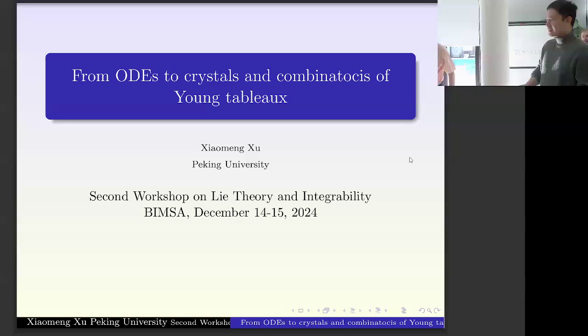It's my great pleasure to come here again. This is the second workshop on this area and integrability. The first time was last year, about the same time. It was a meeting between PKU and the BINS. And I'm very glad to come back to continue our collaboration.